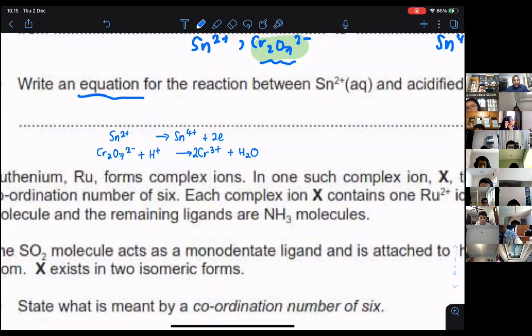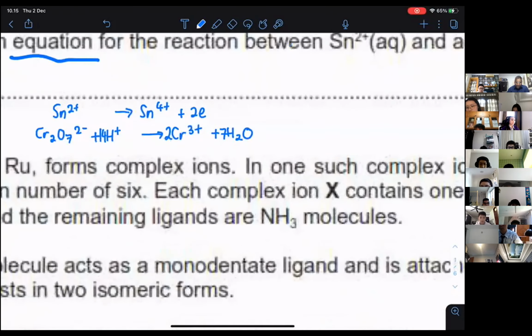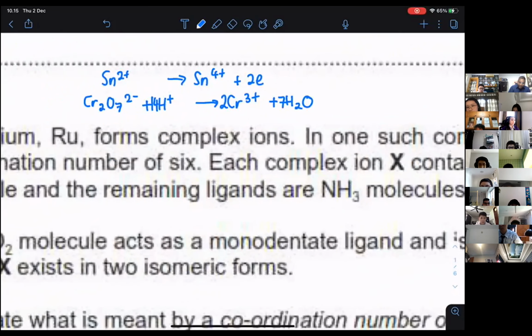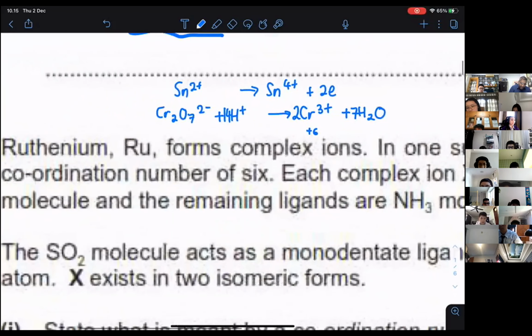The next part is to balance the oxygen. Oxygen is 7 here, so I need to put 7 over here. When I put 7 over there, H is going to become 14, so this one I need to balance by putting 14. Not settled yet, because the charge on the 2 Cr3+ is going to be +6. The charge over here is -2. The charge over here, 14 times 1, is going to be +14. So the charge is going to become +12.